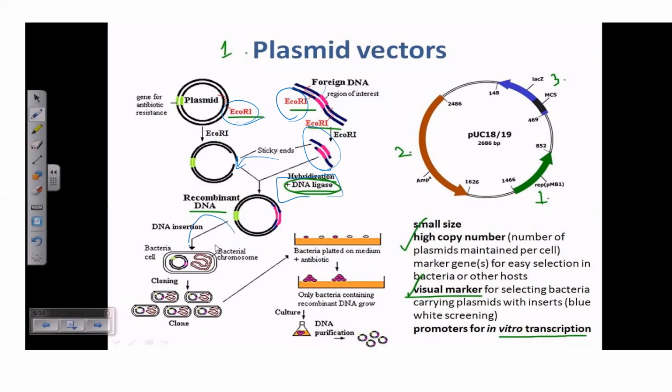After that, we introduce them into a bacteria, and the bacteria grows, and multiple copies of the plasmid are produced. So in this case, we have 1, 2, 3, 4, 5 copies of the plasmid, and then we expose them to a medium which has antibiotic. Only bacteria that contain the recombinant DNA will grow. Others will not grow. The non-transformants, those bacteria containing plasmids that do not have the foreign DNA, will not grow.